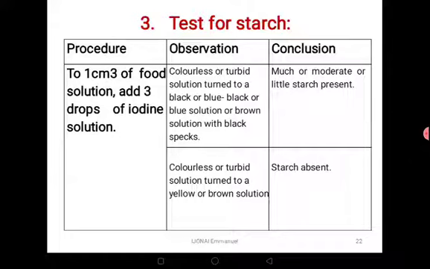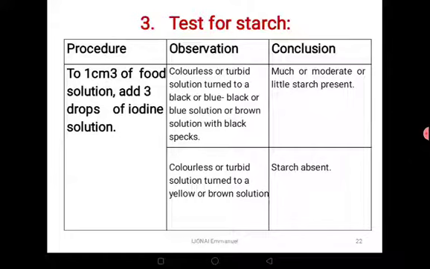Now if the colorless solution or a turbid solution turned to a black solution, it means much starch is present. After adding iodine it turns to black, it means much starch is present. If it turns to blue-black, it means moderate starch is present. If it turns to a brown solution with black specks, the solution is generally brown, but you see some black dots within, suspended around the solution, it means little starch is present. It is only one of those possibilities that you will see. You cannot see all of them. So you only report what you have seen.